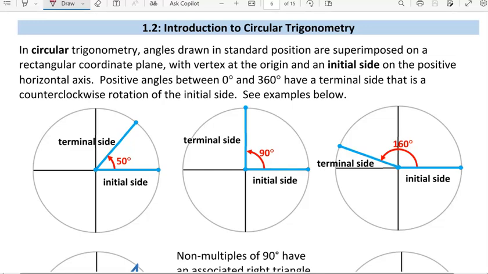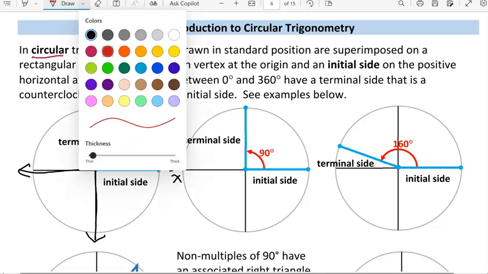In this section, we're going to study circular trigonometry instead of right triangle trigonometry. The two are related, as you will see. And what we have are angles that will be drawn in what's called a standard position. Now, these angles are going to be superimposed on a rectangular coordinate plane. So let me demonstrate here. This will be our y-axis, and this will be our x-axis.